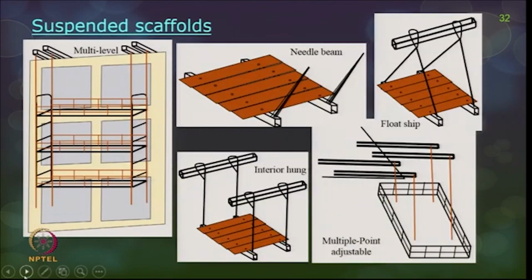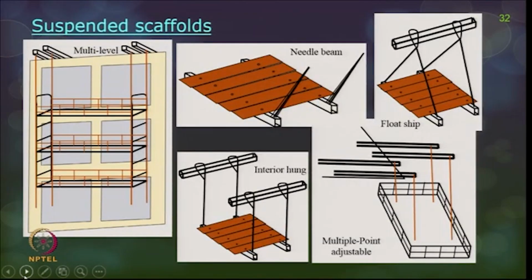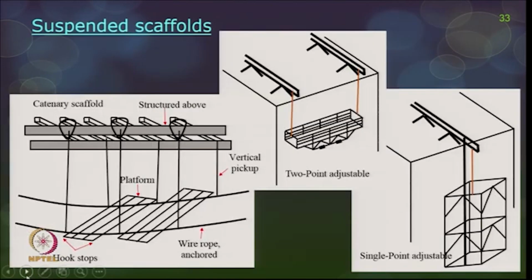The next type of scaffold is suspended scaffolds. As I told, these suspended scaffolds are working platforms hung from a roof or any place above the construction, with a hanging support. Again, there are many types here: multi-level, needle beam, interior hung, float ship, multiple point adjustable, two-point adjustable, single point adjustable, and you also have catenary scaffolds. Most of the safety precautions which I am going to talk about for suspended scaffolds will fit two-point adjustable scaffolds.